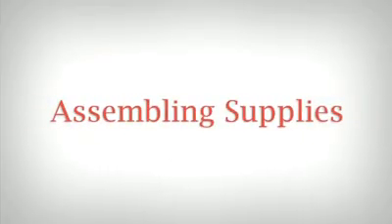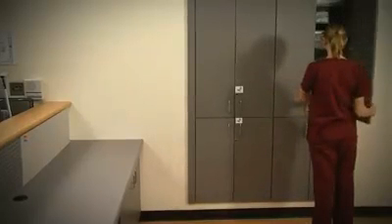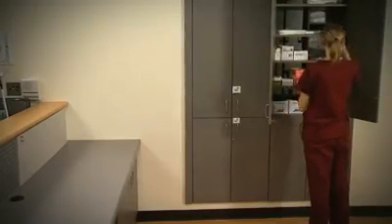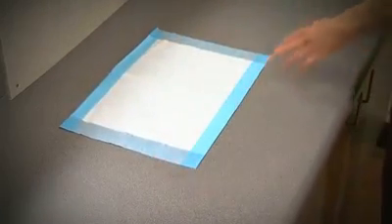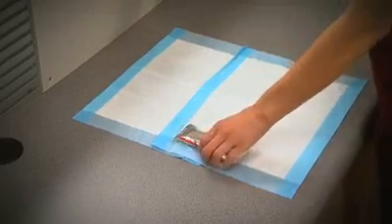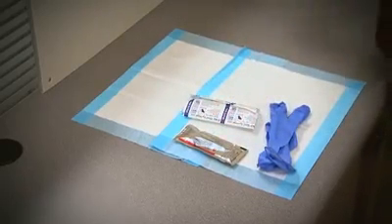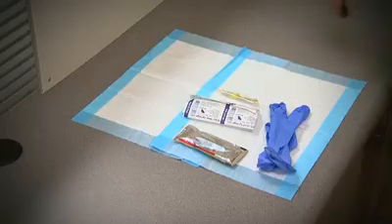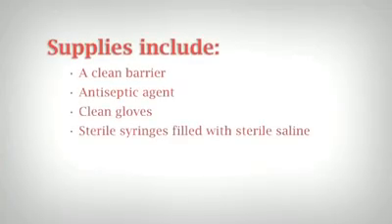You're not required to wear gloves before assembling supplies at the patient cubicle, but you should perform hand hygiene to reduce the risk of contaminating the outside of the supply packages with microbes. Supplies needed include a clean barrier, antiseptic agent, clean gloves, and sterile syringes filled with sterile saline. These supplies are typically placed on top of the clean barrier on the tray attached to the dialysis chair.